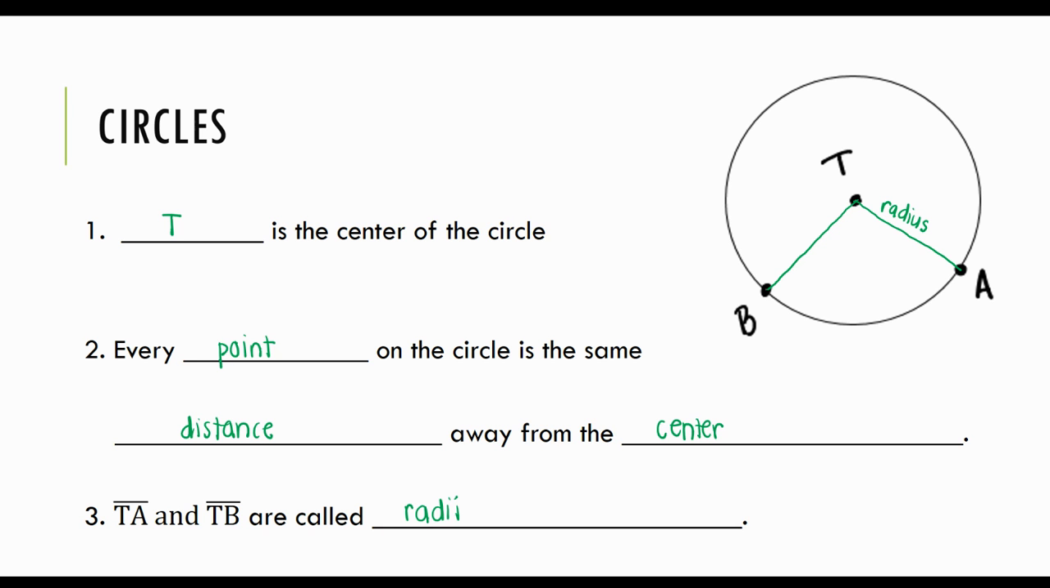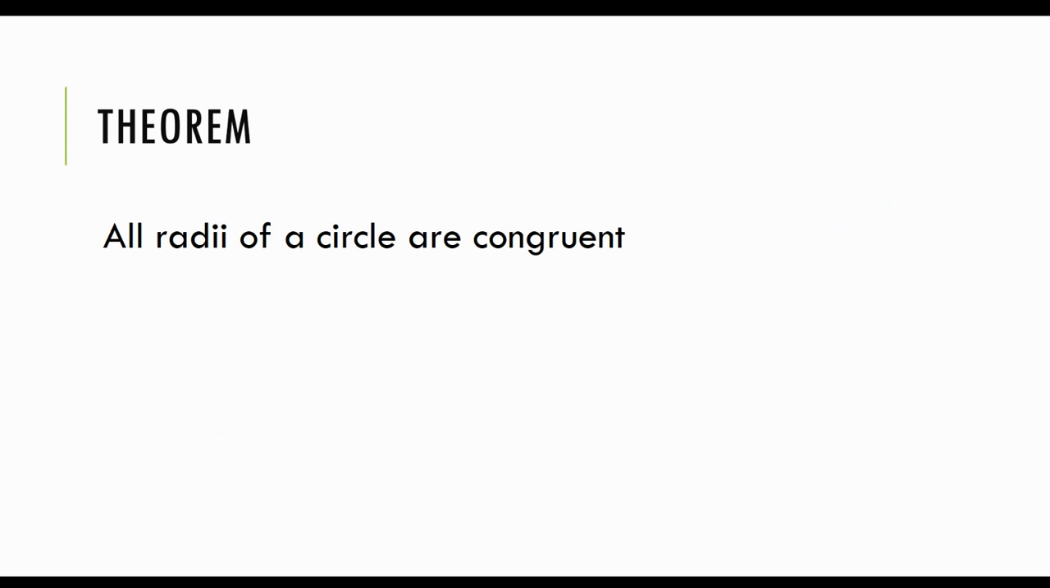Okay, and notice that since B and A are the same distance away from T, we have a theorem. All radii of a circle are congruent. Once again, hopefully that makes sense. If point T is the center and all the other points are the same distance from it, from T to B, that has to be the same distance then from T to A. So all radii of a circle are congruent.